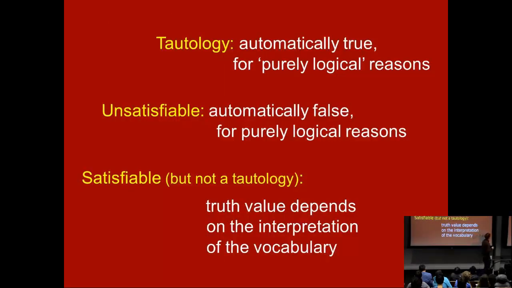OK. So just to remind you, a tautology is something that's sort of automatically true for purely logical reasons. It doesn't matter what the state of the mathematical world is or what the objects are or anything. It's just always got to be true. And unsatisfiable is also something whose truth or falsity only depends on logic, not on what the objects mean. And for satisfiable but not a tautology, it really depends, true or false, on what the interpretation is.